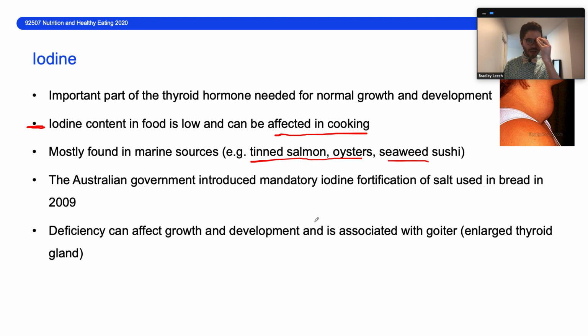Now, in 2009, the Australian government introduced a mandatory iodine fortification of salt. So if you've got table salt or normal salt at home, it will say iodine fortified, and it will actually contain iodine in it, because the government realised as a public health initiative that this was a way that we can actually increase iodine consumption within the environment. Now, if you don't consume enough iodine, it will affect your thyroid, and you can develop this thing called a goiter, which is an enlarged thyroid gland.